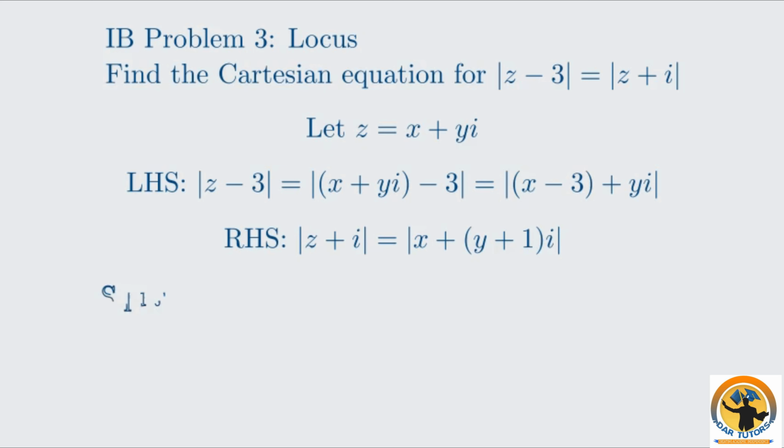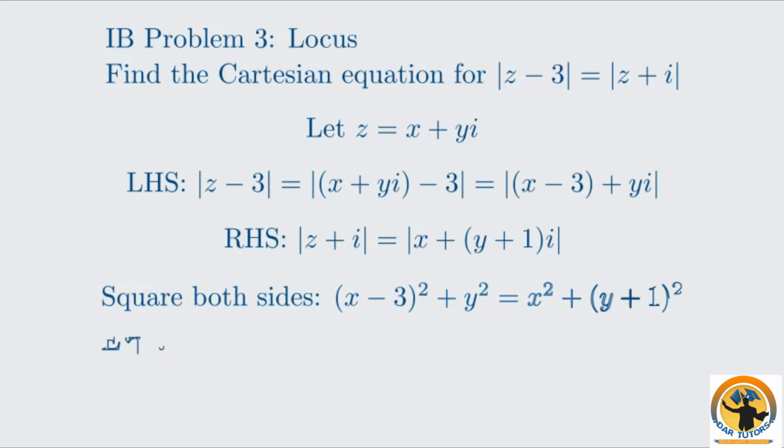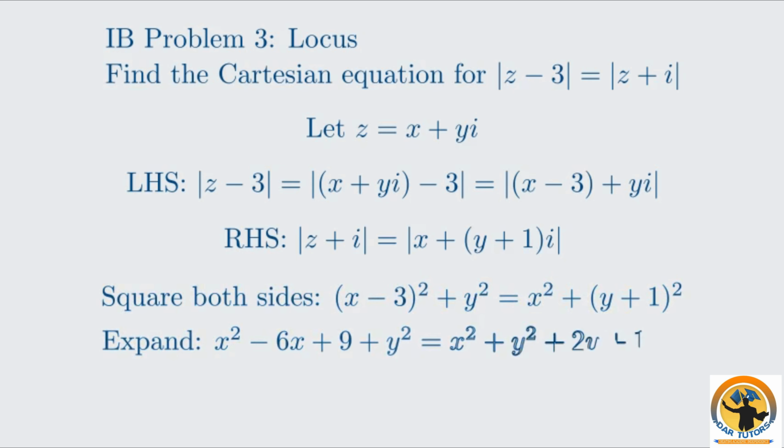Let's expand both sides. Squaring both sides to remove the square roots, we get (x minus 3) squared plus y squared equals x squared plus (y plus 1) squared. Expanding the brackets gives us x squared minus 6x plus 9 plus y squared equals x squared plus y squared plus 2y plus 1.